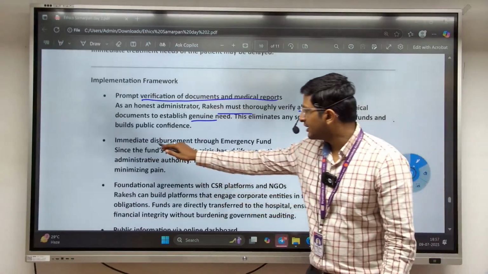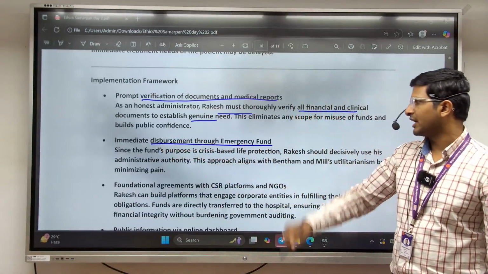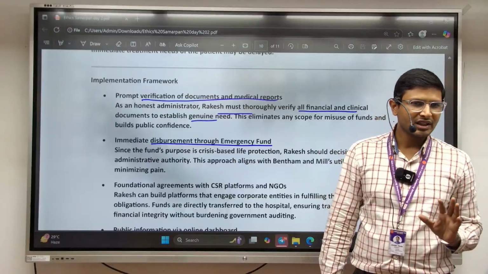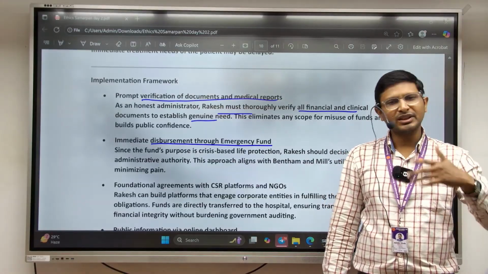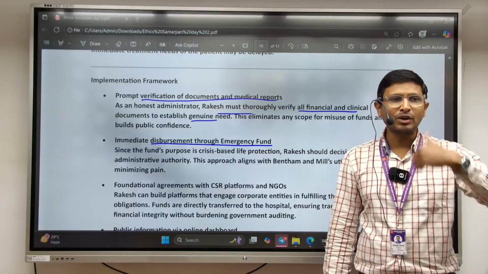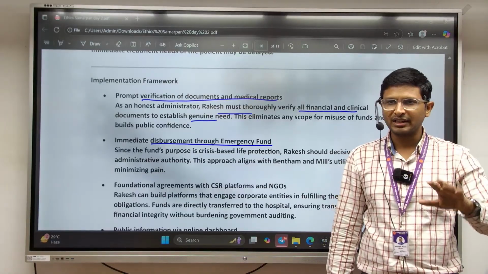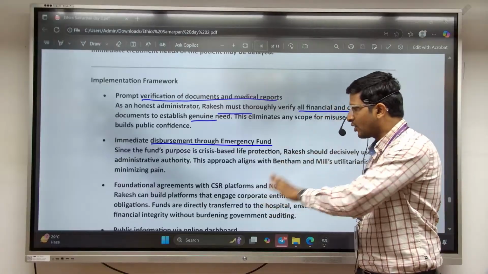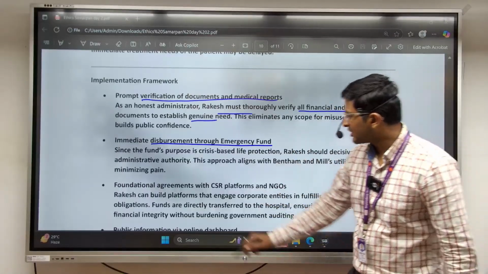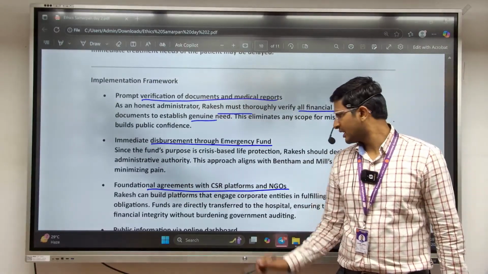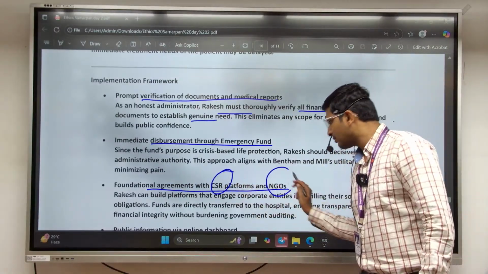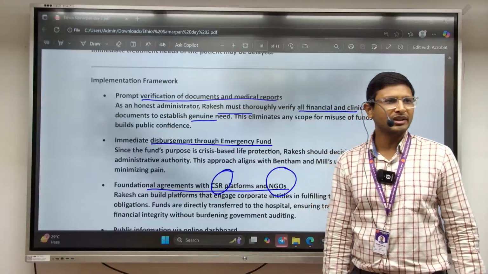Then immediate disbursement through the emergency fund. Give some money from the emergency fund. If giving 1 lakh rupees is enough, then give 1 lakh rupees. If you have that money in the emergency fund, give that. If you don't have money, there are other options also. What are the other options? CSR funds, or take the help of NGOs for crowdfunding the money.